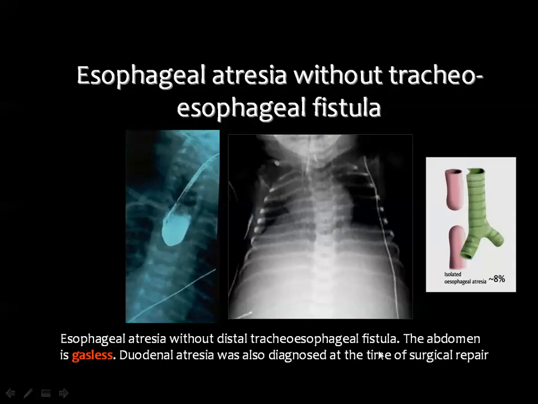But if you see that the tube is not passing and this pouch is blind, look at the abdomen, there is no air, meaning that there is no communication between the distal pouch and the trachea, and this is the less common type where the two pouches are blind.